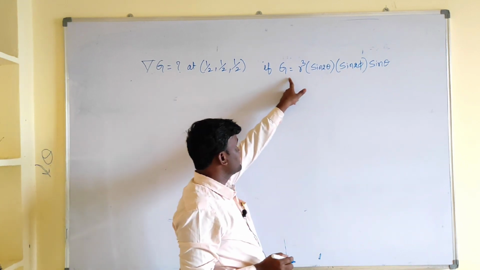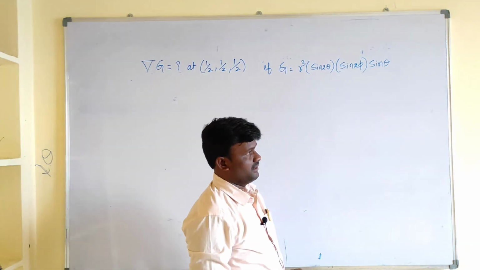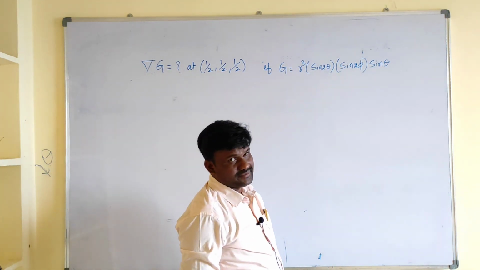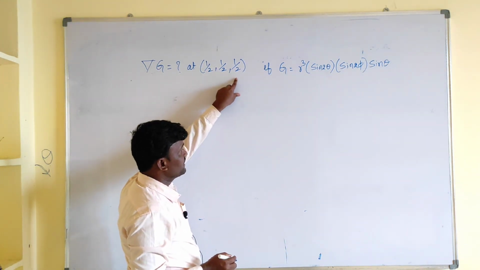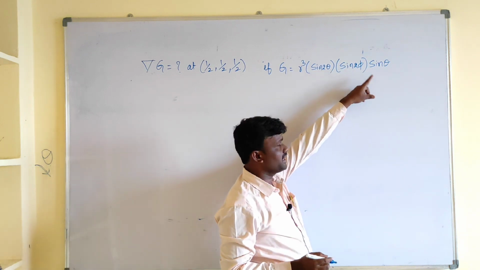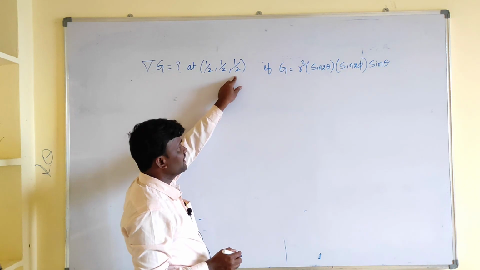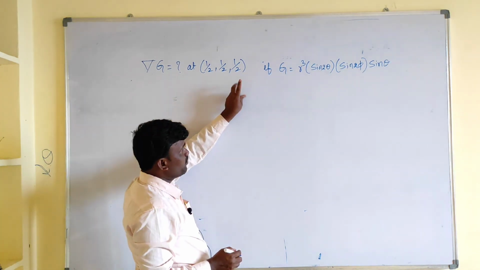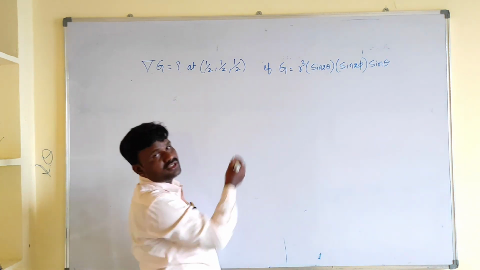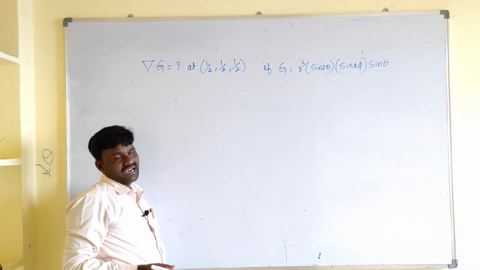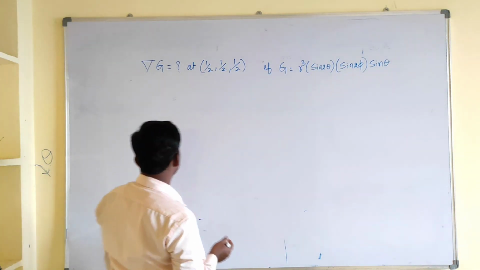If you see, this G is a function of r, theta and pi, but we need to find this G at 1 by 2, 1 by 2, 1 by 2, which means there are no angles like theta, pi. There are no degrees, like 30 degrees, 60 degrees, which means this point is in Cartesian. If possible, we can convert this G in terms of Cartesian. So in order to solve this problem, we require the relationship between Cartesian and spherical elements.